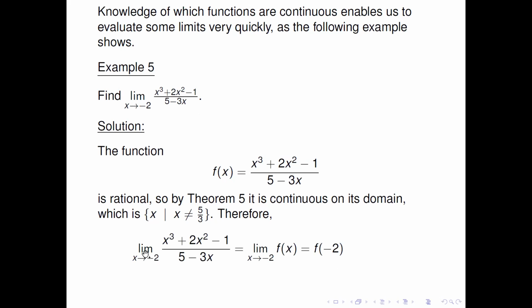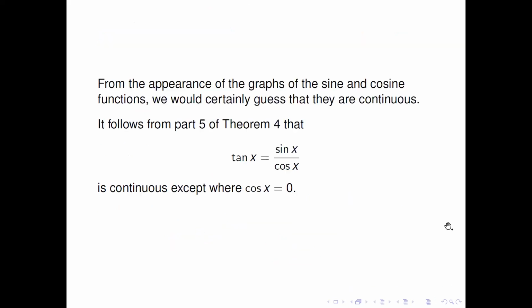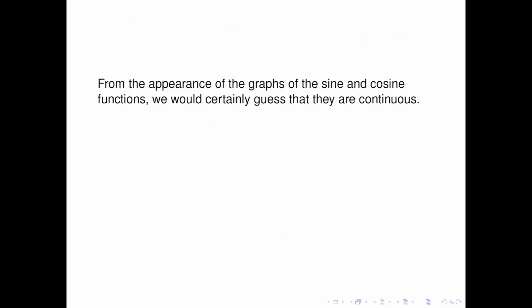And so we can say the limit as x approaches negative 2 of this expression is the same as the limit as x approaches negative 2 of f of x, which is just f at negative 2. But that's simple. We simply plug in negative 2 into x and solve, and we get negative 1 over 11. And this is the power of knowing continuity, right?